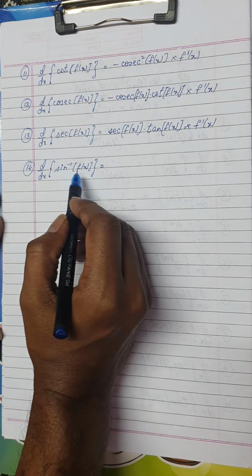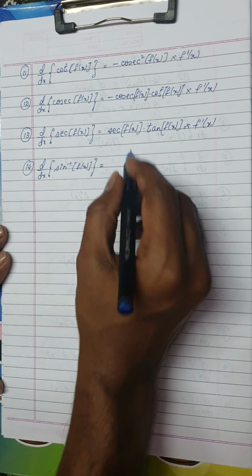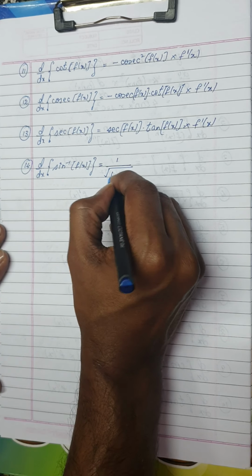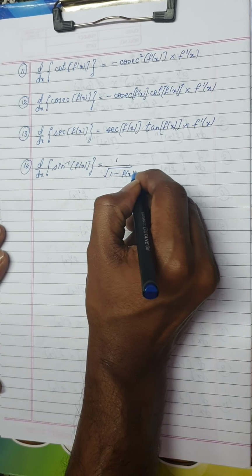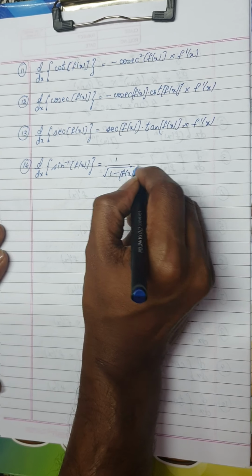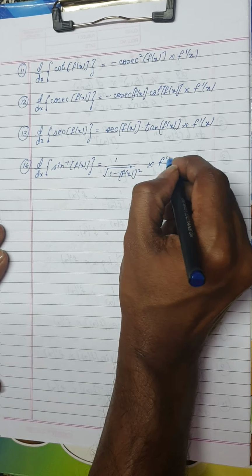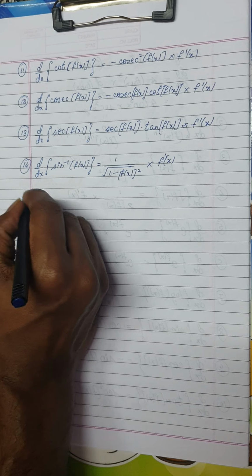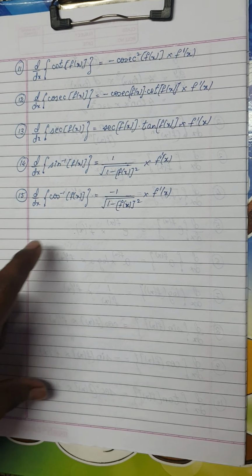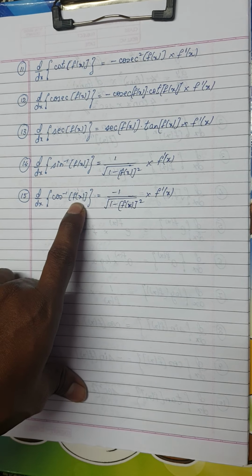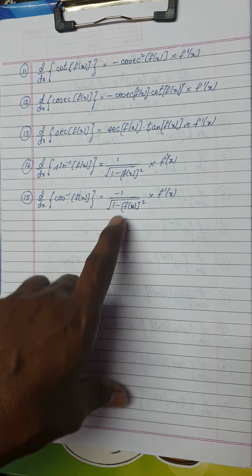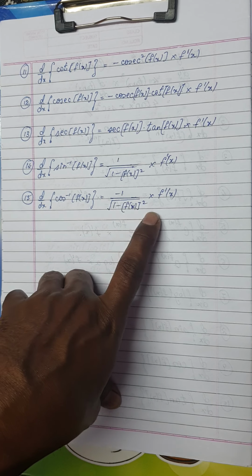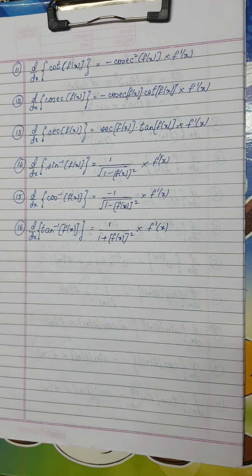Now the derivative of sine inverse of f of x. What is the derivative of sine inverse x? 1 divided by root of 1 minus x square, isn't it? So it is 1 divided by root of 1 minus, in place of x I have f of x, so f of x square into, differentiate this f, that is f dash of x. Similarly, the derivative of cos inverse of f of x is, remember, the cos inverse x derivative is minus 1 by, so minus 1 divided by root of 1 minus f of x square into the differentiation of f of x.